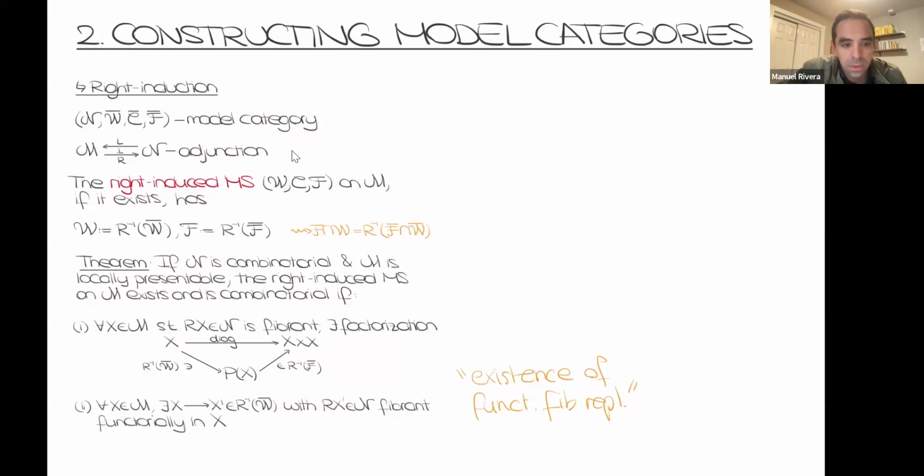Lynn, I have a question. Yes. Is the result completely dual for left induced, or are there any subtleties I have to be aware of? No, it's completely dual, and it's in the paper by Hess, Kedzierek, and Shipley. Basically, you replace this path object by the cylinder object, and these fibrant replacements by cofibrant replacements. I think it works as well, yeah. Okay.